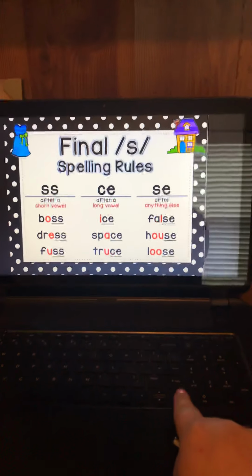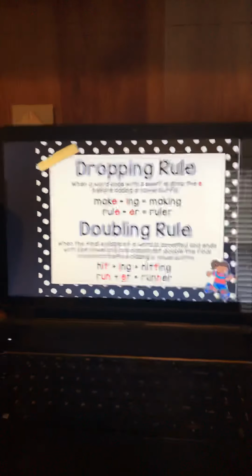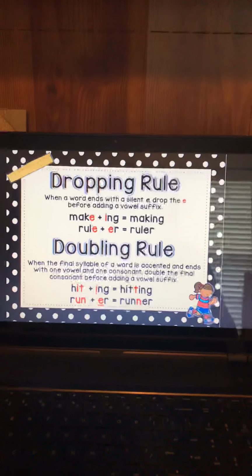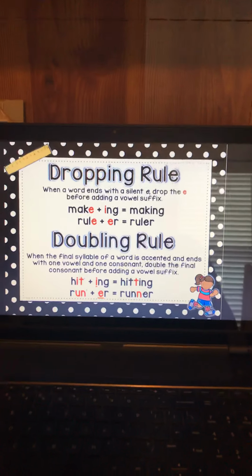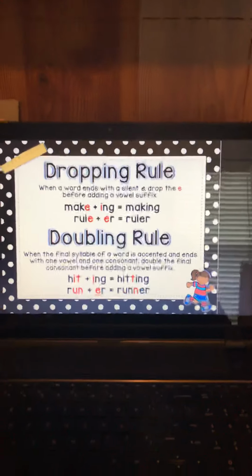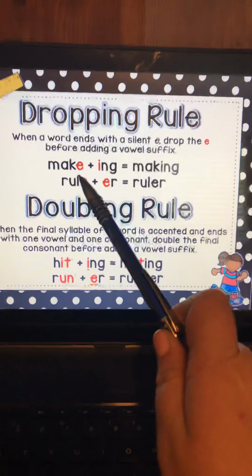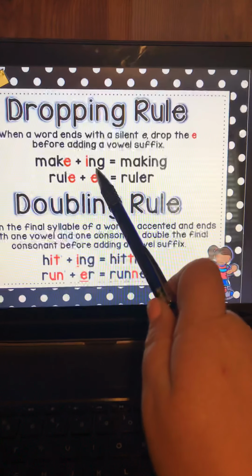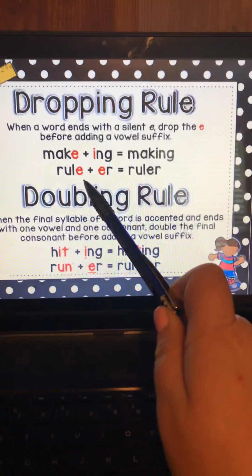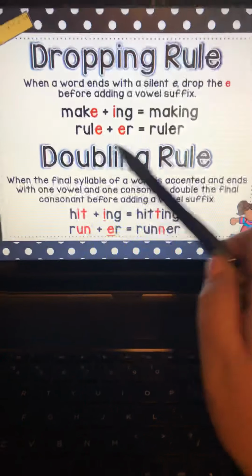Hopefully you are remembering these. I know it's been a while. And this is our dropping rule. This is the one that we've had not too long ago. So our dropping rule says, when a word ends with a silent E, drop the E before adding a vowel suffix. So we said in class, like drop the E and add ing, right? So if I make something, but I might say she is making a cake, I would drop the E and add ing for making. Same thing about rule, and I have a ruler, I would drop this E and add er, my suffix.